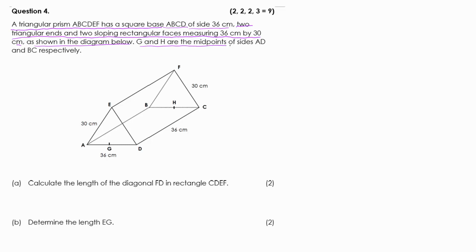G and H are the midpoints of the sides AD and BC, respectively, and we can see those clearly on the diagram. Calculate the length of the diagonal FD in the rectangle CDEF. So that would be this distance across here, and you can see that that's in a right-angled triangle like so.